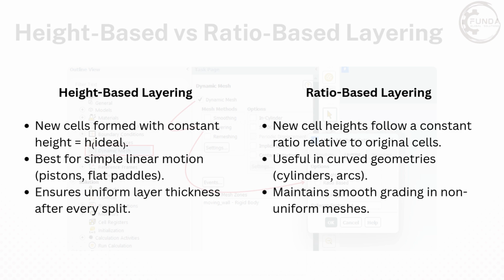Now, the two modes, height-based and ratio-based, control how these new layers are formed after a split. With height-based layering, the new cells created after splitting have a uniform fixed height. This makes it perfect for simple linear motion where the mesh spacing is consistent. With ratio-based layering, the new cells maintain a smooth height ratio compared to the original mesh. This is very helpful in curved or graded meshes such as cylindrical domains where the cell size is not uniform.